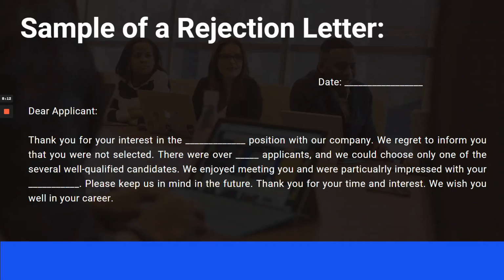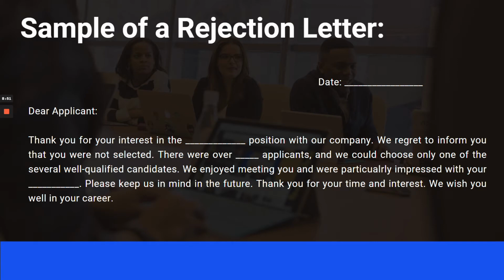So usually this is how the rejection letter looks like. Right? You have to put your date, the name of the applicant. Then you have to thank them for the interest in applying for whatever position that you posted in the company. And then you have to say we regret to inform you or I am sorry, but usually regret ang gikuan na niya ginagamit kay sorry man gud murag na negative connotation. So we regret to inform you that you were not selected. So wala ka na dawat. There were over pila ka applicants and we could choose only one or two. We only need one or two.